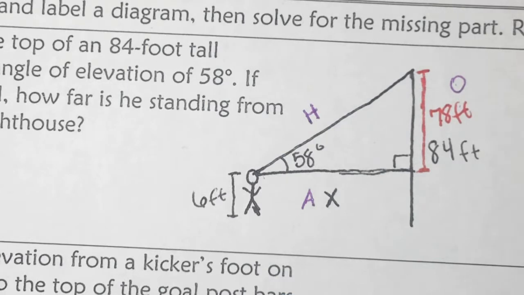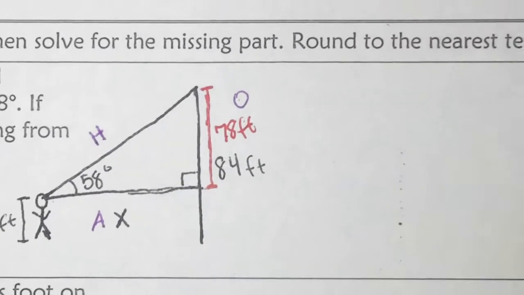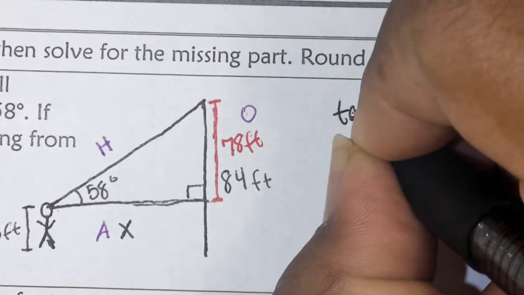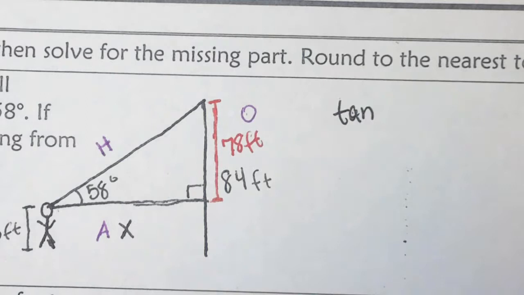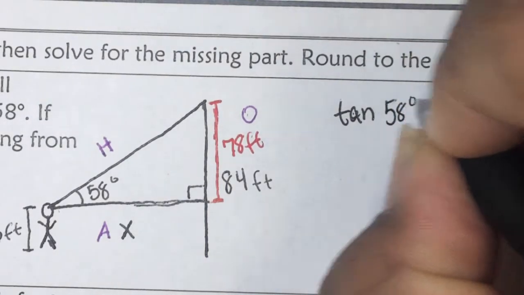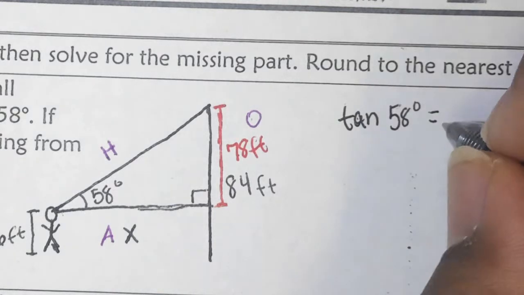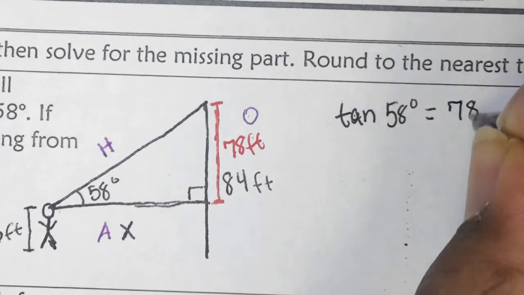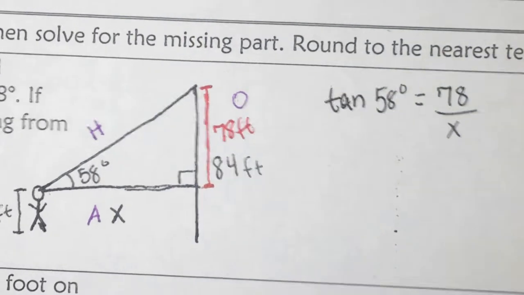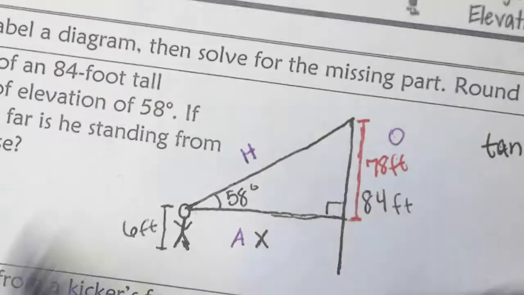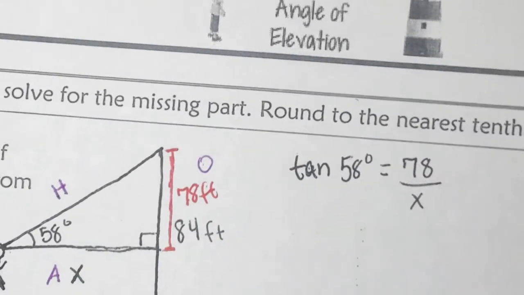What trig function are you going to use, Miss Williams? Tan. So tan of what degrees? 58 degrees equals what over what? All right. Then from there, everybody should know how to solve. This is the only new part right here, the setup. All this is over.